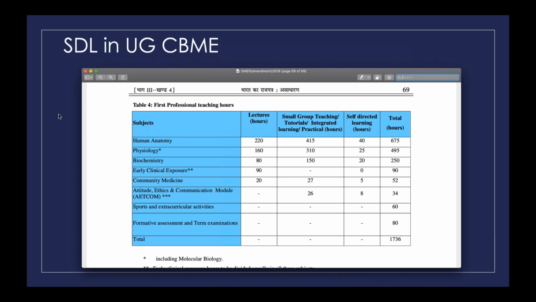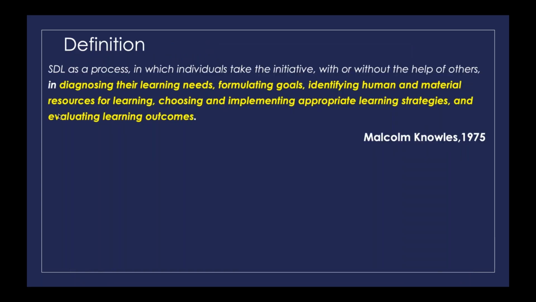So what do you mean by SDL? How do you define it? It was given in 1975 by the father of adult education. It states that SDL is a process in which individuals take the initiative, with or without the help of others, in diagnosing their learning needs, formulating goals, identifying human and material resources for learning, choosing and implementing appropriate learning strategies, and evaluating learning outcomes. Well, absolutely crystallized.